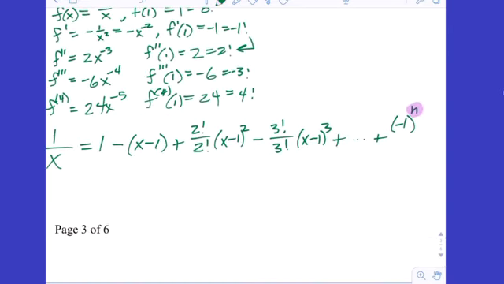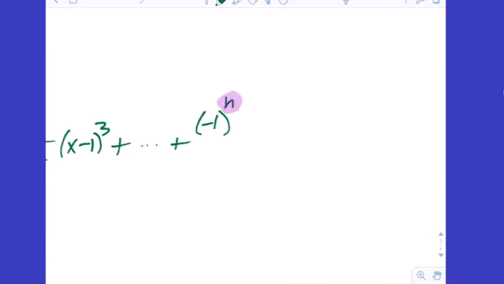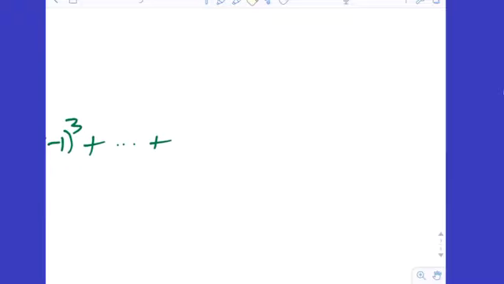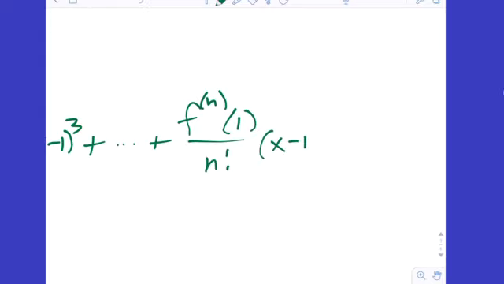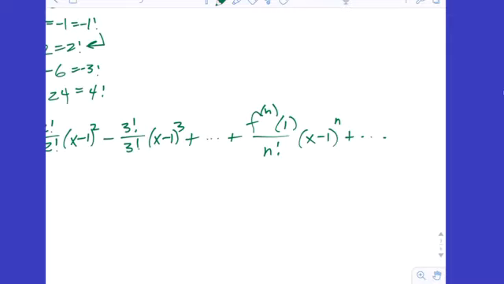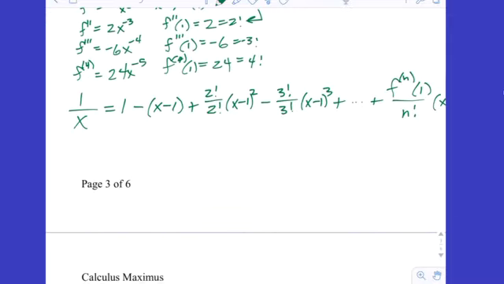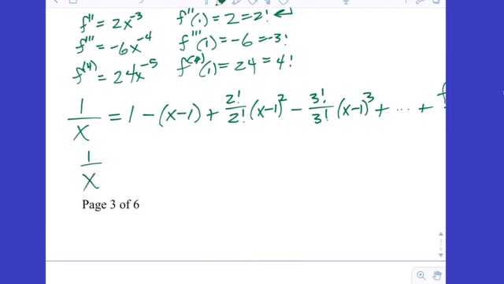Do you want to try and get the pattern in Taylor's form? I don't think I will. Remember, that's always going to be this: the nth derivative at the center, all over n factorial, times x minus the center to the nth power. So you can go ahead and do that. That's Taylor's theorem. But this does simplify down to something a little bit nicer.